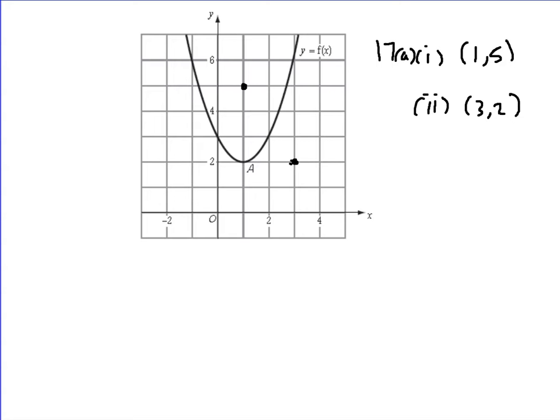The curve is transformed then with the equation y equals minus f(x). Describe the transformation. Well, it's been reflected in the x-axis. So that's part B there.